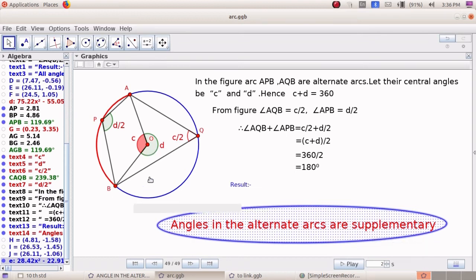Very important result. Pause the video, draw the figure, write down these steps, and write this result at last. Put that one in a box.